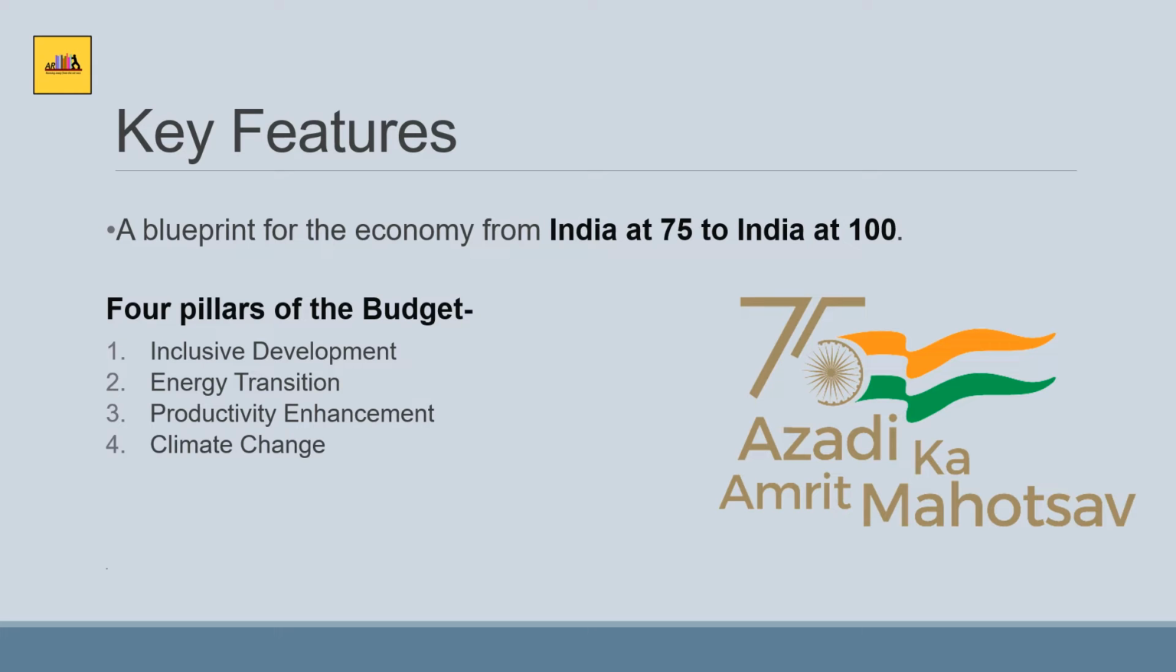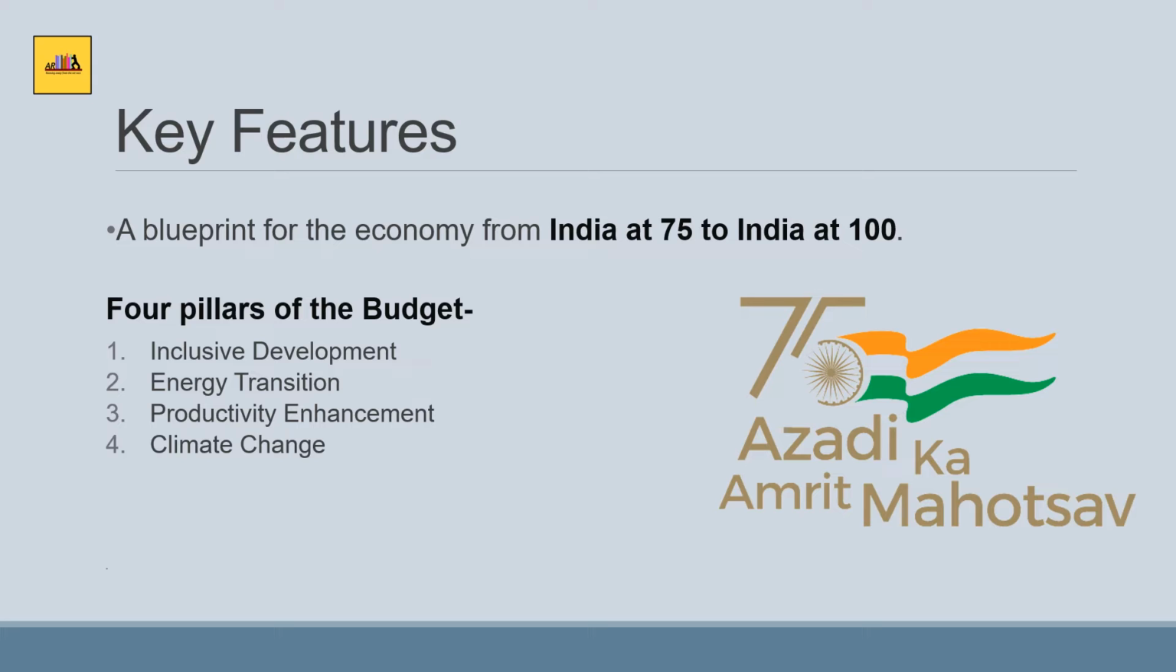First of all, let us have a look at the key features of the budget for 2022. As we all know, our nation is celebrating 75 years of independence, the Azadi Ka Amrit Mahotsav. So this budget is a continuation of the year-long celebrations. This budget presents a blueprint for the Indian economy from India at 75 to India at 100. A broad plan for the next 25 years has been laid down. This budget will lead India all through the Amrit Kal of 25 years.